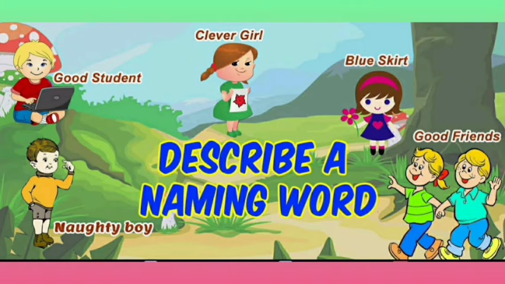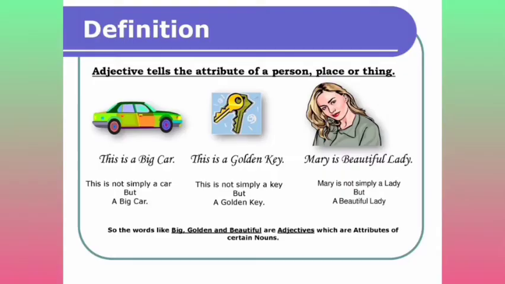Alright, students, here you will get several naming words or nouns like boy, student, girl, and just before these naming words you will get some describing words, and these describing words are called adjectives. An adjective tells the attribute of a person, place or thing. In other words, adjectives help to modify the noun.